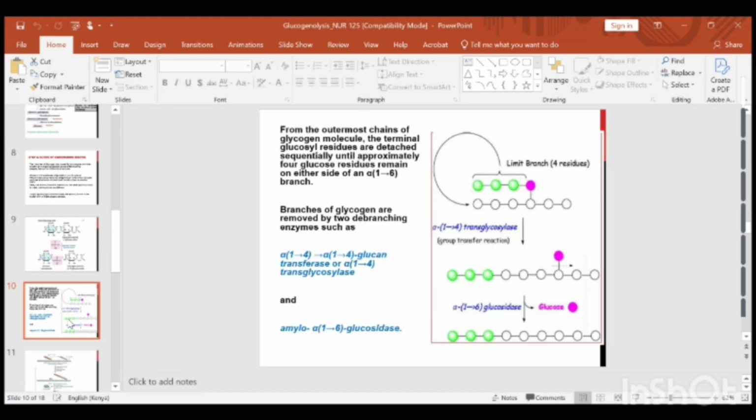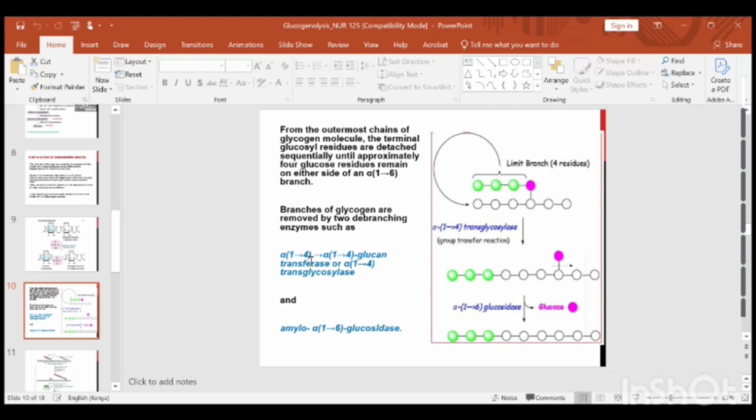So I think this is the image that can explain what is happening here in a proper manner. Regarding the 4,4 transferase activity, at this branch we said you're left with 4 residues on either side of the branch. So these 3 or 4 residues, the 1,4 bonds, are moving to the next branch like this. That is what we are referring to as the 1,4 glucan transferase activity, or what we also refer to as glycosyl 4,4 transferase activity.